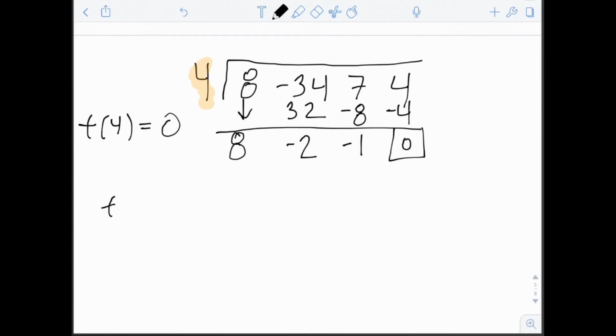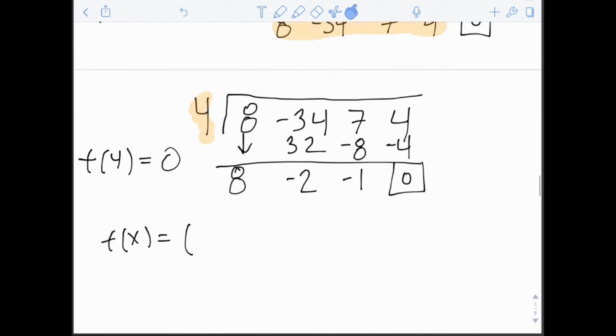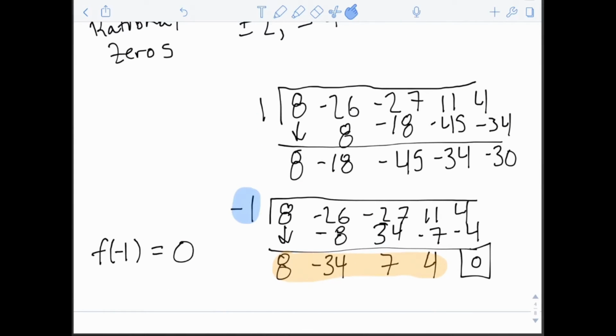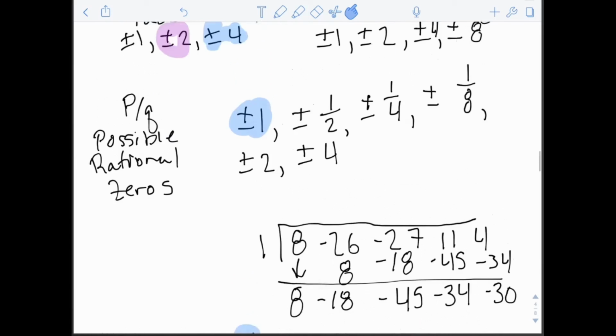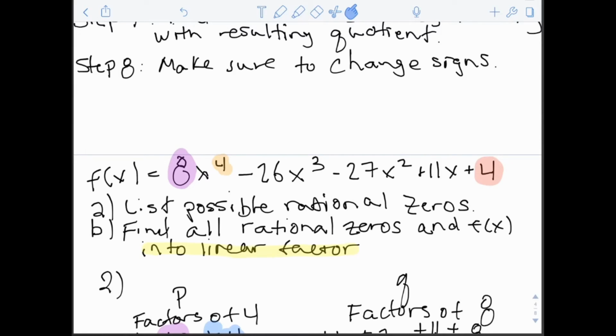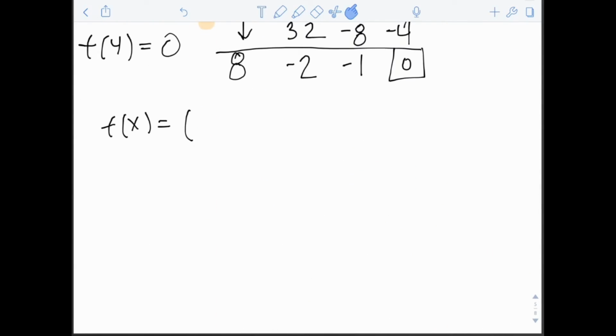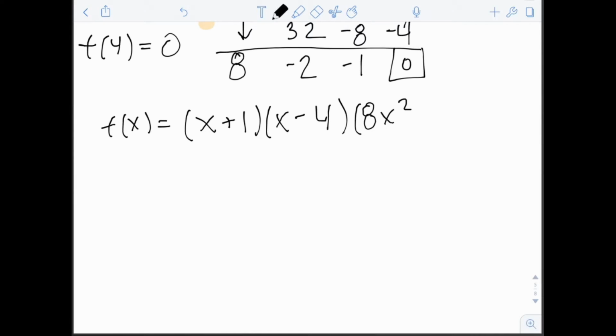So we therefore know that f of x is going to be equal to, and what factors do we know? Well, we know that we had a negative 1, and then we had a positive 4. So this is where step number 8 comes in, where we want to make sure that we change our signs when we put it back in. So this will now give us x plus 1 and x minus 4. And then our quotient remaining is 8x squared minus 2x, and then finally minus 1.